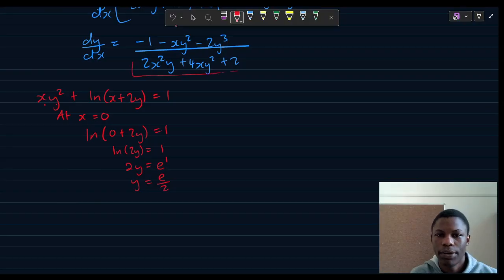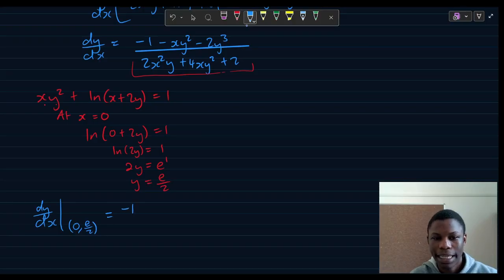And so we can use that information and substitute here to get our gradient when x is 0. So we're saying dy dx, and we want to evaluate this at the point with coordinates 0, e over 2. This is equal to negative 1, negative, this part is being multiplied by 0, so it's going to fall away. Then we've got negative 2 times y cubed, so e over 2 cubed, and this is all over, this is an x is 0, so it falls away, this is an x is 0, so it falls away, and this is all divided by 2.